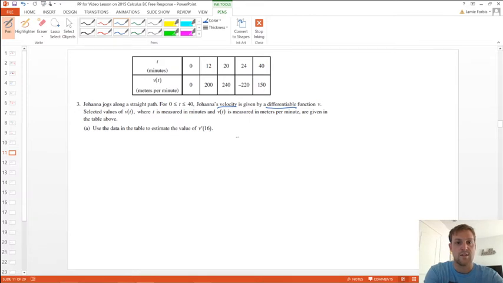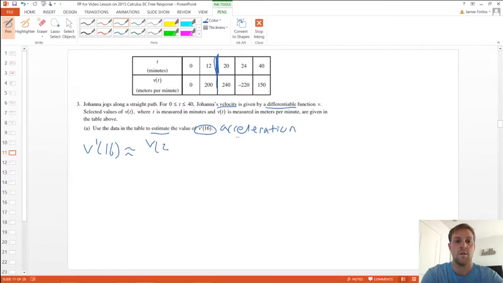So part A says use the data in the table to estimate the value of v prime of 16. So the derivative of velocity, which we know is acceleration. It wants me to estimate the acceleration at time equals 16, which isn't on the chart, but it is right here directly between 12 and 20. So if I want to estimate an instantaneous rate of change on the chart, remember it's just going to be the slope between the 2 points.